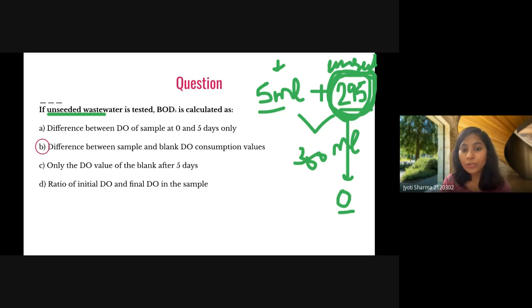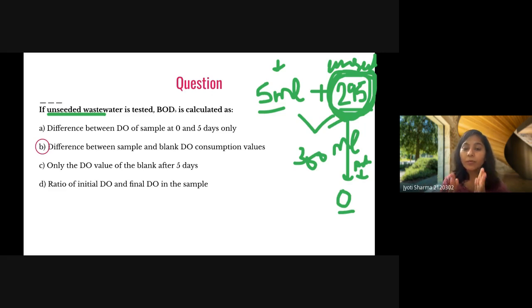Then this dilution, whatever we have with this 290.5 ml, may also have some microbes, so we will add some microbes into that, and that's why it will also have some BOD. So this will be the seeded wastewater.